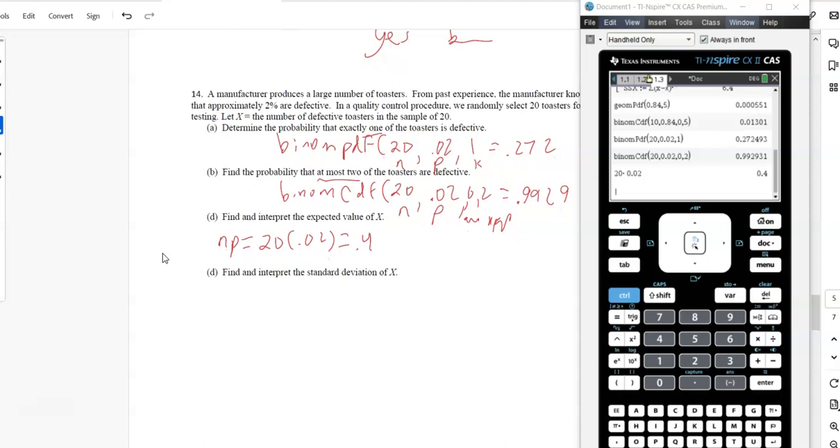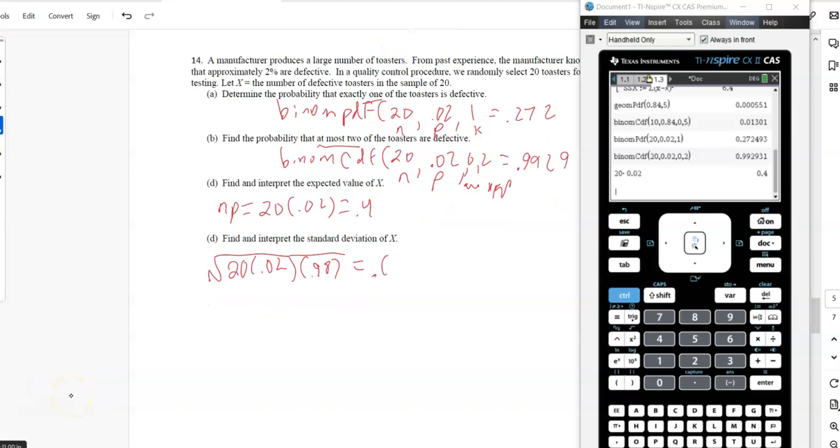Find and interpret the standard deviation of X. So I think the formula is the square root of N times P times Q. So this would be 20 times 0.02 times 1 minus P, which is 0.98. And you type that in your calculator. So this is 0.63 when you type it in your calculator. So if we took many samples of size 20, we would expect that they would vary. The typical deviation from the mean would be about 0.63. That's good. Okay, that's the screencast.